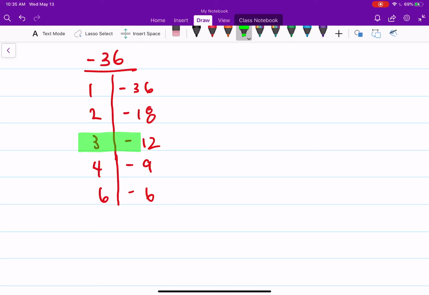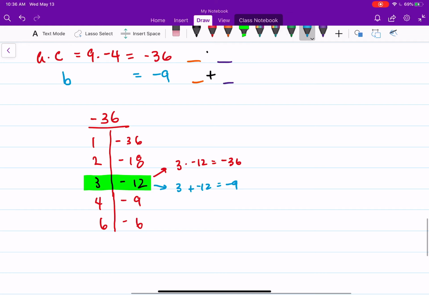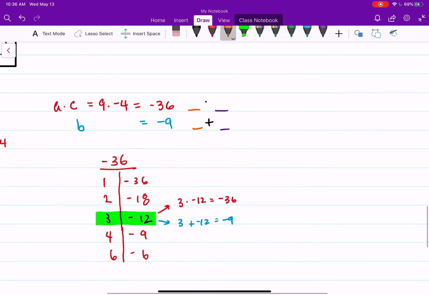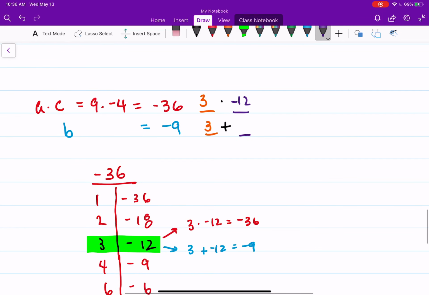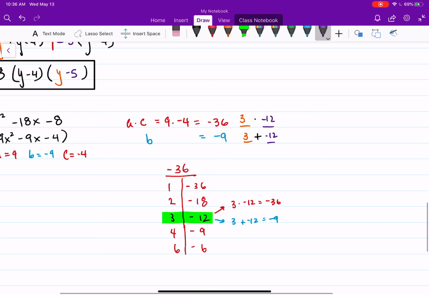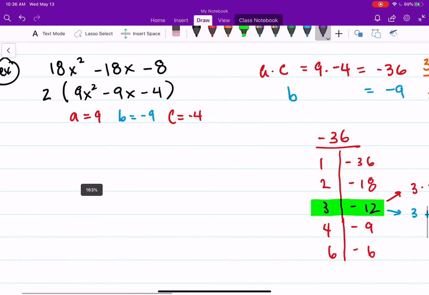It looks like this right here would give me negative 9. So let's look. If I multiply these, 3 times negative 12, does that give me negative 36? Yes, it does. And does 3 plus negative 12 give me negative 9? Yes, it does. So therefore, that must be my 2 numbers, which would be 3 and negative 12. There we go. Okay, so now I got to take those 2 and split the middle term here.